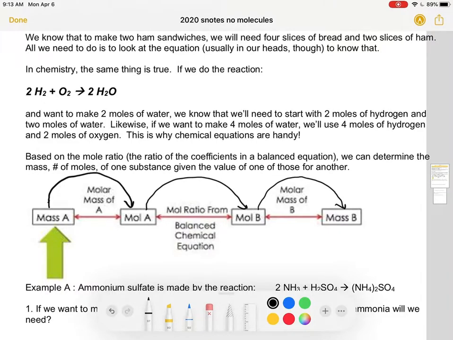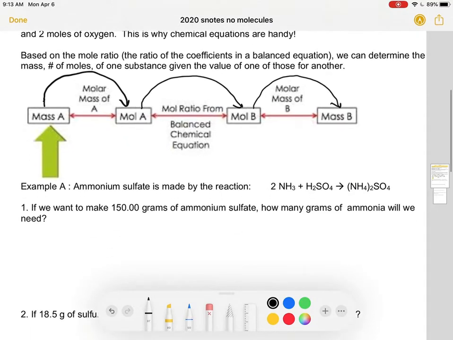Okay, so let's take a look at our first example here. We've got ammonium sulfate, which is this guy, being made by this reaction. So if we want to make 150 grams of ammonium sulfate, how many grams of ammonia, which is this, it's a common name, will we need?